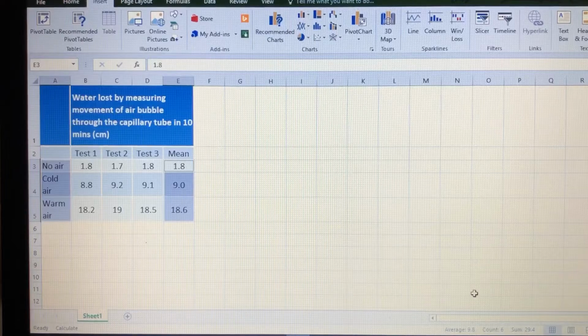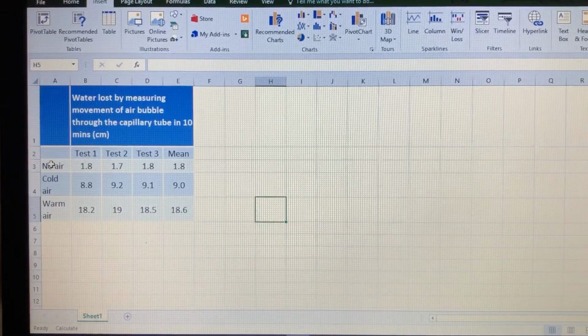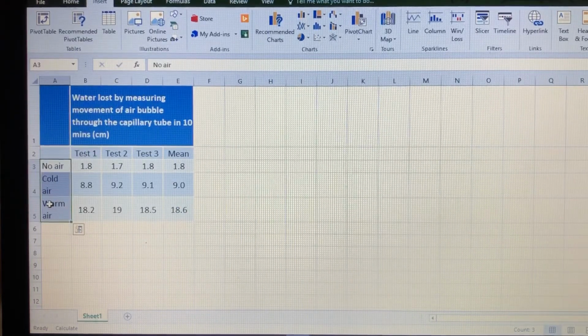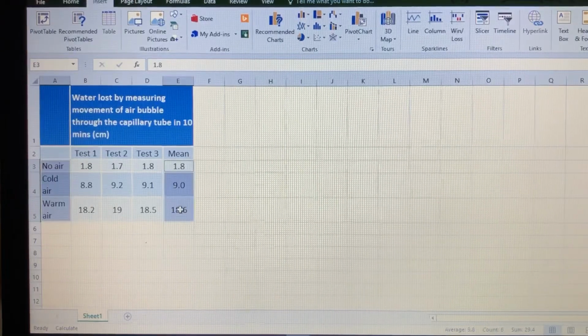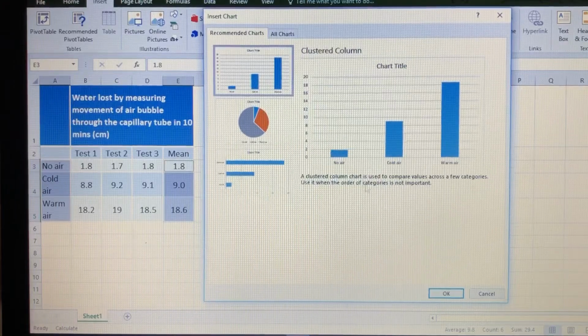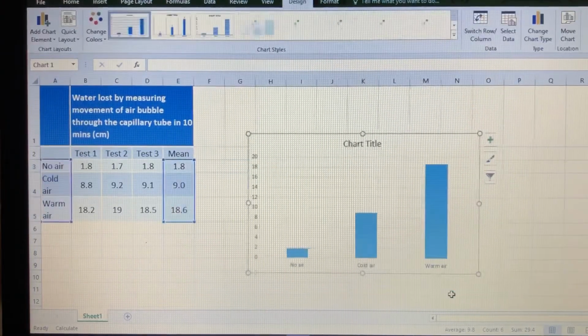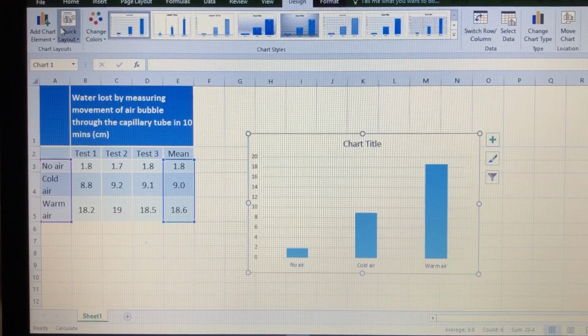I've now chosen to put my data into Excel. You can see I've highlighted these aspects again. I'll do it for you again. So I'm highlighting this part, then I press Control and I highlight this part, and I'm going into my charts and graphs, and I'm going for a bar chart, okay, because we've got what we call categoric data or discrete data. We've got no air, cold air and warm air. So I'm going to click that one, created my graph, same thing I did before.